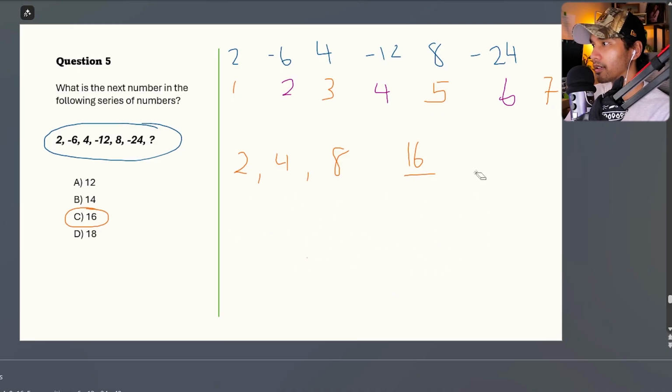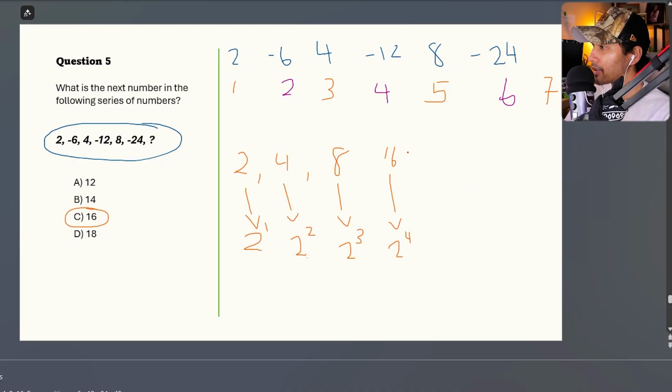Another way to look at it, let me try this out, is if you know your exponents, right? 2 to the 1 is like this. And then 2 to the 2 is like that. Then you have 2 to the 3, and then 2 to the 4 equals 16. But I don't know. I don't think that's it. I think the number pattern was like this. Maybe it's just multiply by 2. Oh yeah, it's just multiply by 2. That's it. That's the pattern.